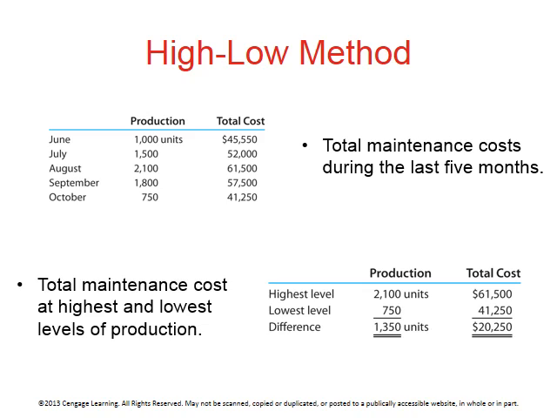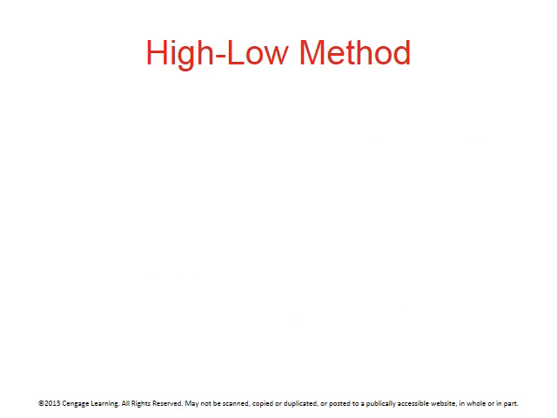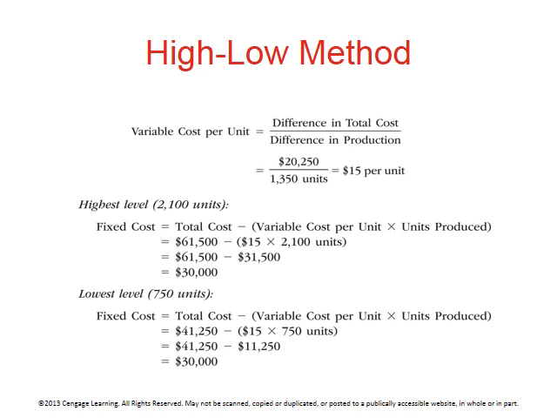Then you subtract the two: 21,000 minus 750, and 61,500 minus 41,250, and you calculate the difference in the two. Then you divide those. You take the difference in the total cost divided by the difference in production, and you come to $15 per unit. That's our variable cost per unit.